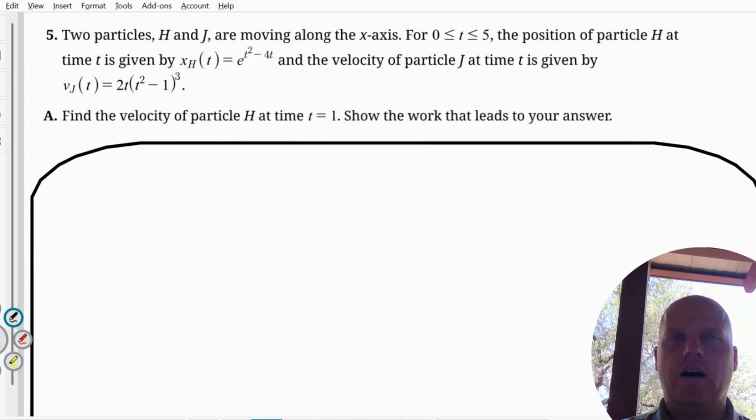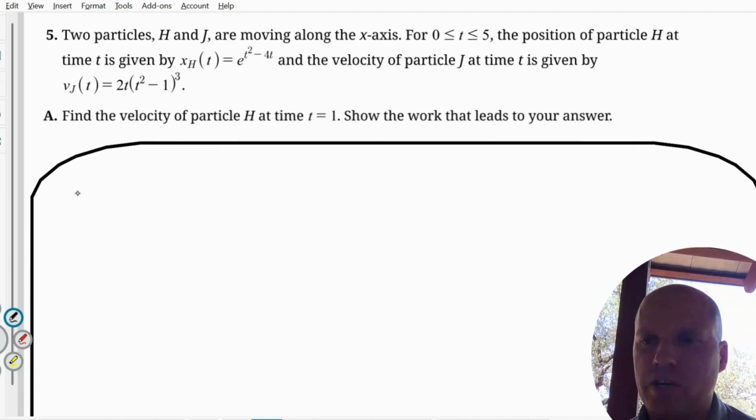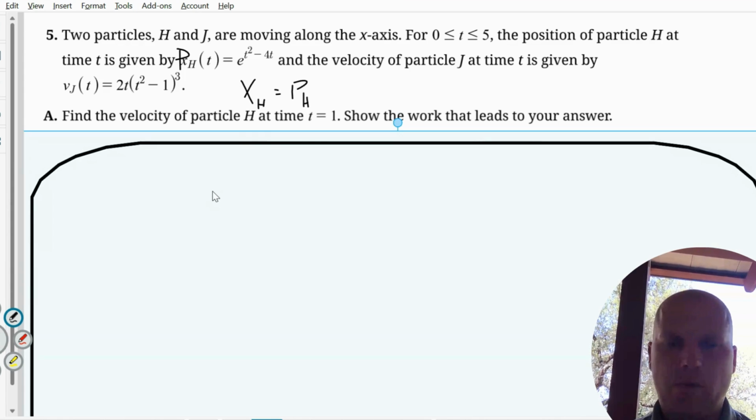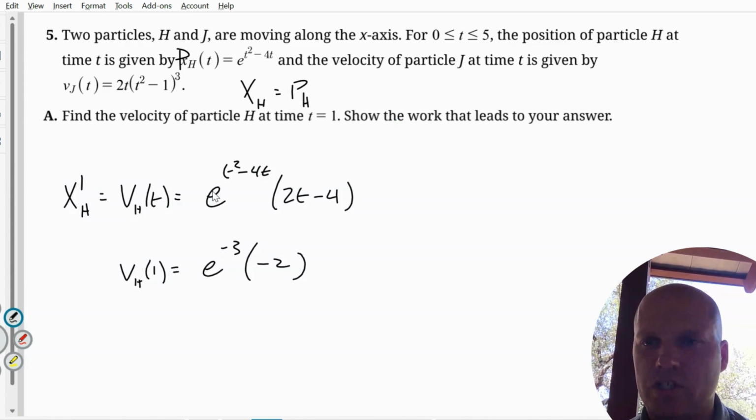Question number 5. Very much a straightforward, no calculator motion question. 2 particles, you had an H and a J. H is the position. Maybe you didn't want to say x of h because it confuses you, so you change it to a p. Maybe you write x of h is equal to p of h, which is what I like to say in my class for positions. And we wanted the velocity of h, so I'm going to just take the derivative of the position.